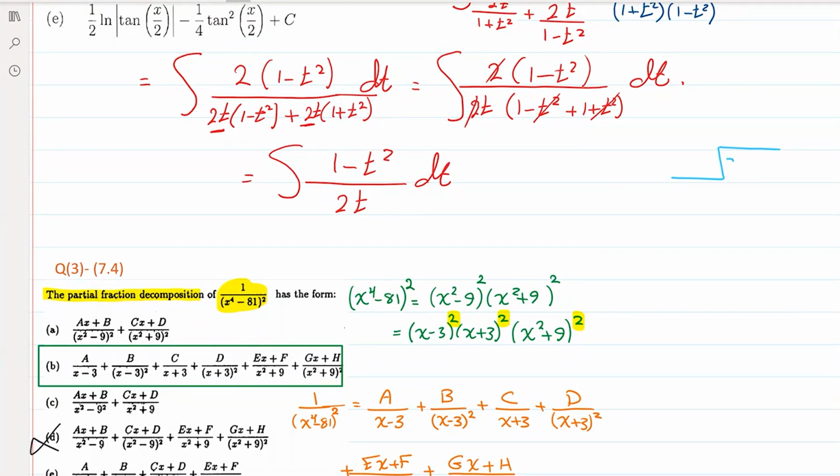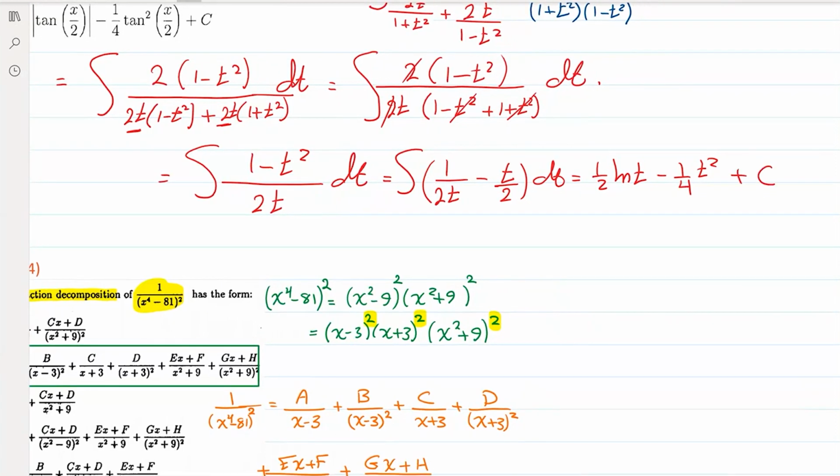Maybe you can write it as minus t. Yes, you can split it into 1 over 2t minus t over 2. Also, it's possible. Why not? If you split it without division, you will get 1 over 2t minus half t dt. And then you can integrate this one. So you will get half ln t minus half t square over 2, so it will be 1 over 4. Okay? Of course plus c, because it is an indefinite integral.